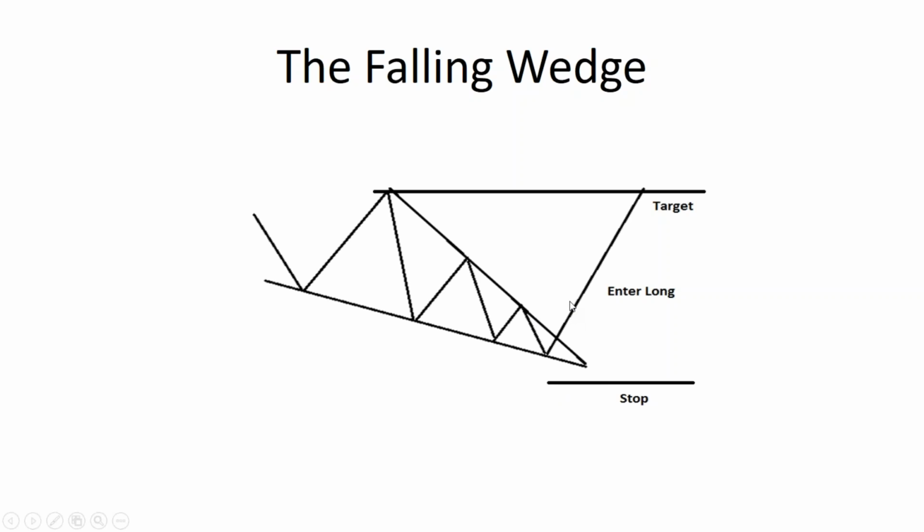So we're looking for a breakout above the resistance trend line, we get long at the candle close, and then our stop goes below the last low of the structure. So what we always need to do is bear in mind the actual size of the structure and the amount of potential profit that's on the table.